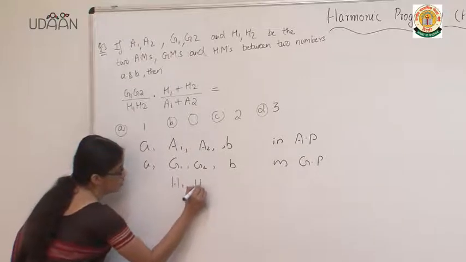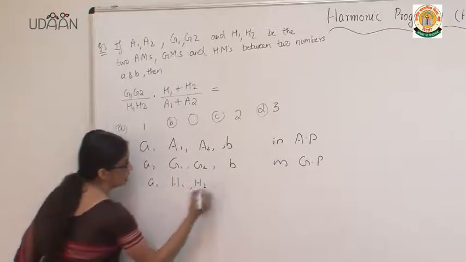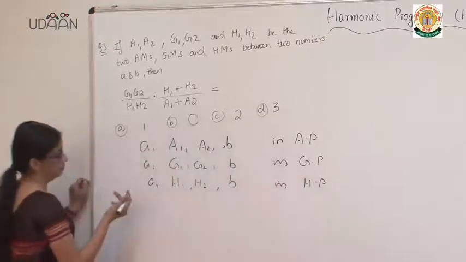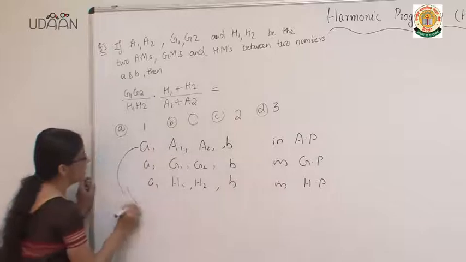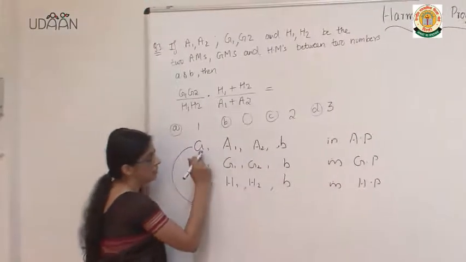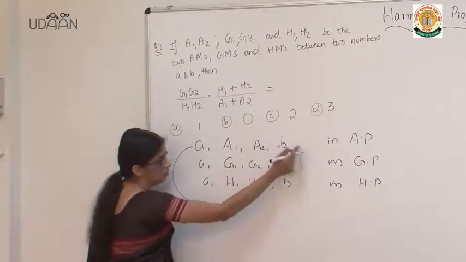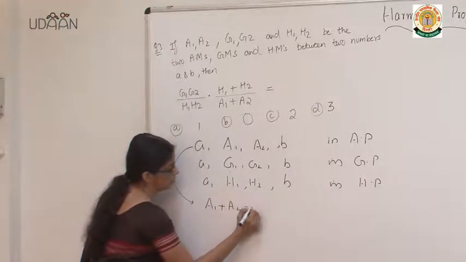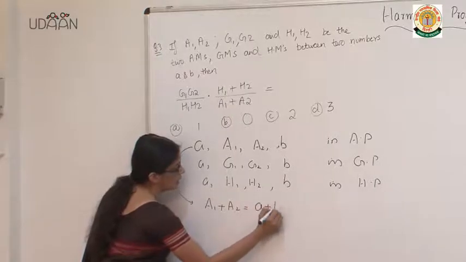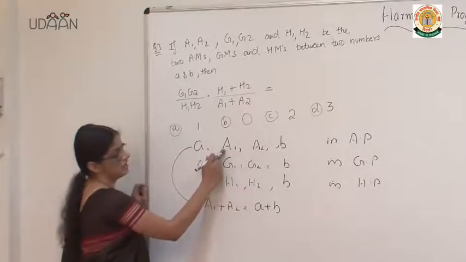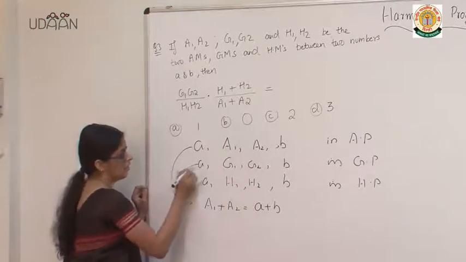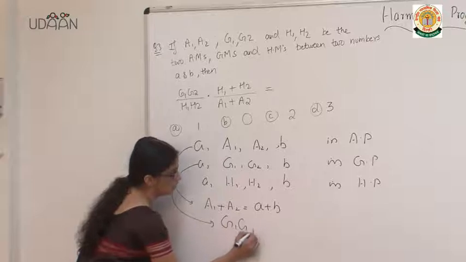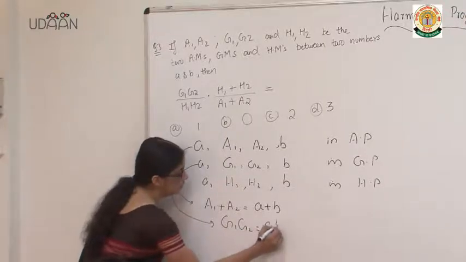H1 and H2 are two harmonic means between A and B. So they form a harmonic progression. What do you mean by these terms are in AP? A, A1, A2, B are in AP. We can write A1 plus A2 equal to A plus B, the sum of the terms equidistant from beginning and end. What will G1, G2 be? Product G1, G2 equal to A into B.